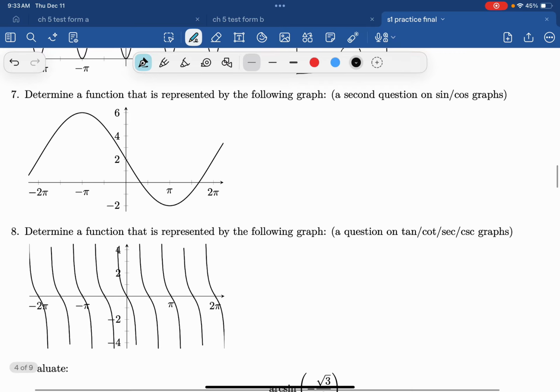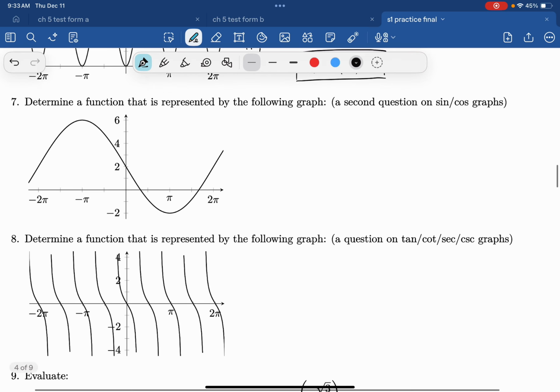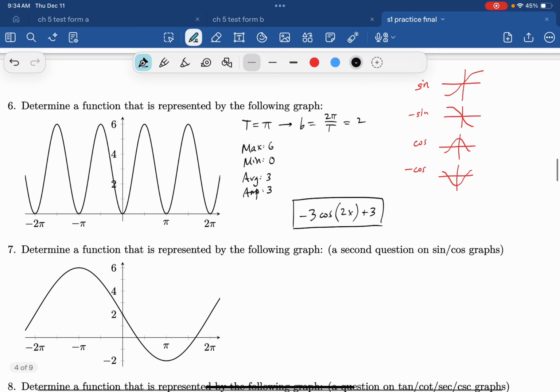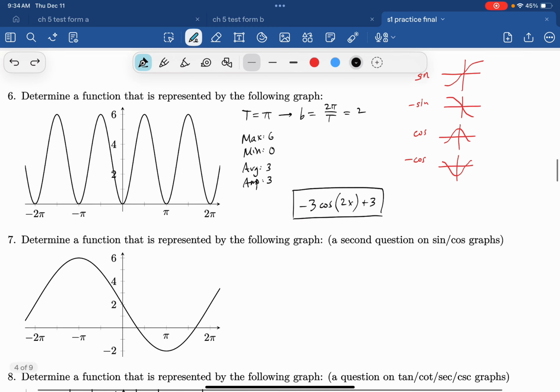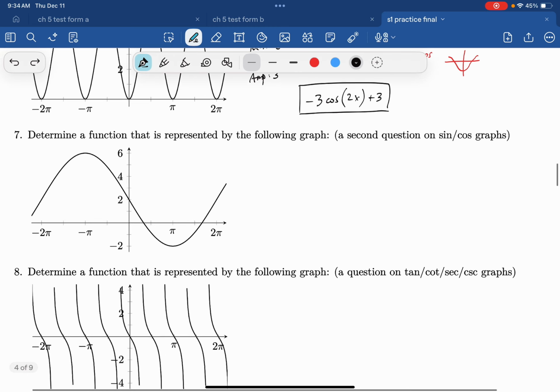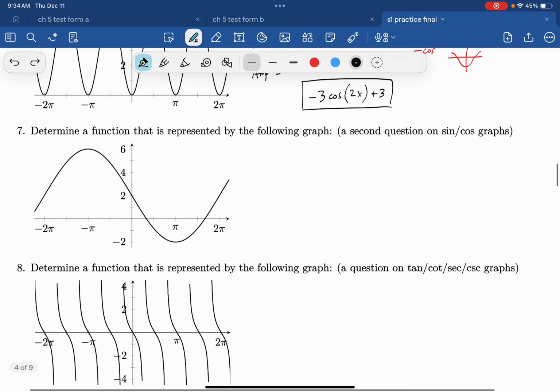All right, so on the test, you're going to have 2 questions on sine and cosine graphs. So here's our second one. Let's first think about, is it sine or negative sine or cosine or negative cosine? Here we clearly have a negative sine graph because we're passing through the y-axis with a negative slope. Not the origin, because it seems like we do have a vertical shift, but it does pass through the y-axis with a negative slope, so it's negative sine. Let's think about what the period is. Okay, that's actually pretty tricky.